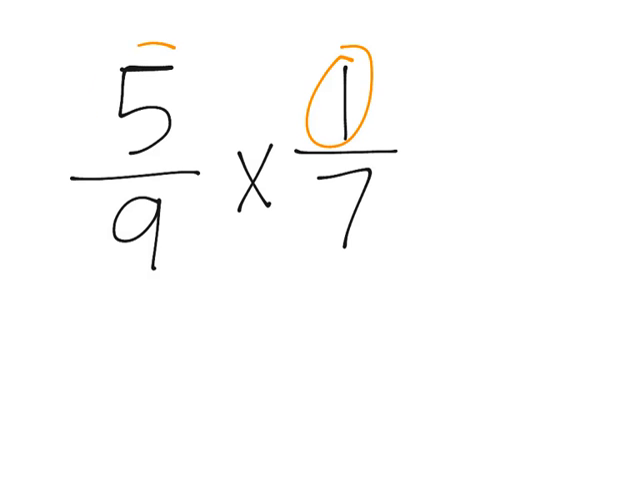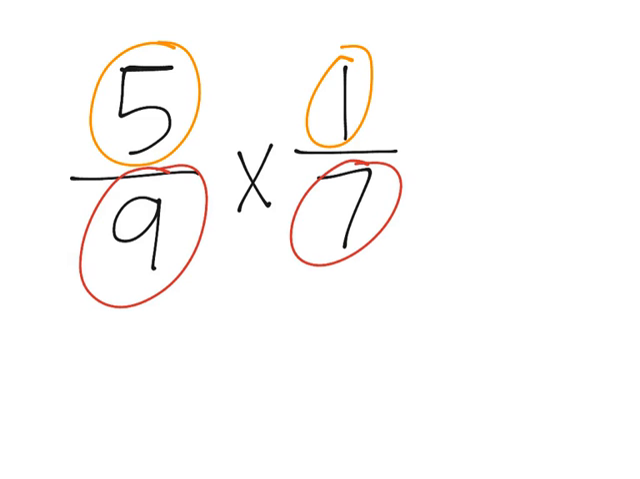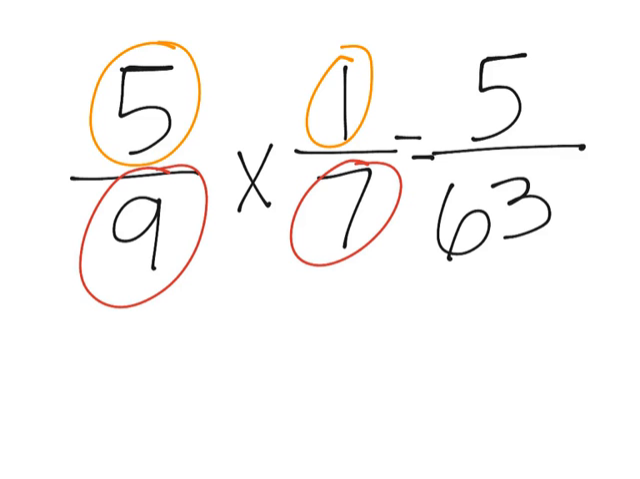Now we can focus on numerator times numerator and denominator times denominator. Okay, 5 times 1 is 5, and 9 times 7 is 63. So I know that 5 is a prime number, which means that it can only be multiplied by 1 and 5. So that means that 5 and 63 do not have anything else in common, which means that it is already in simplest form, so we do not need to do anything else to this answer.